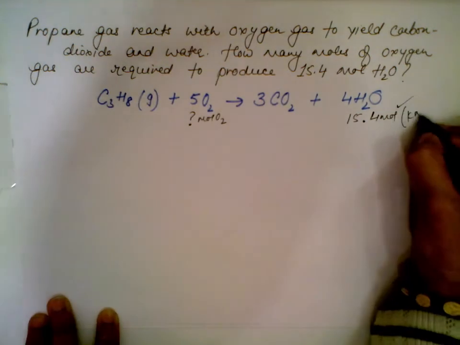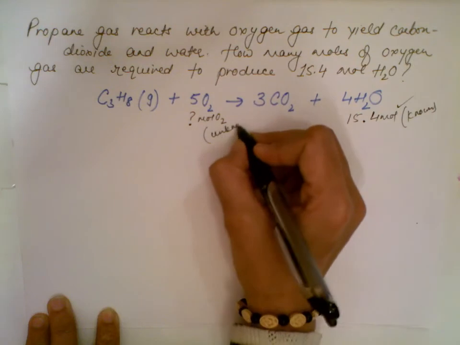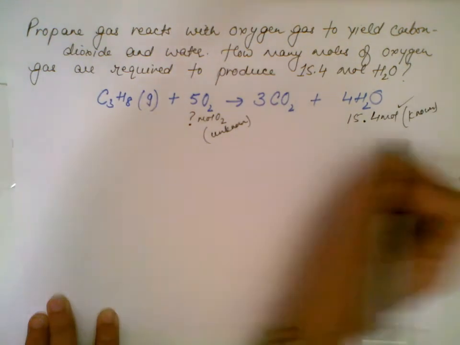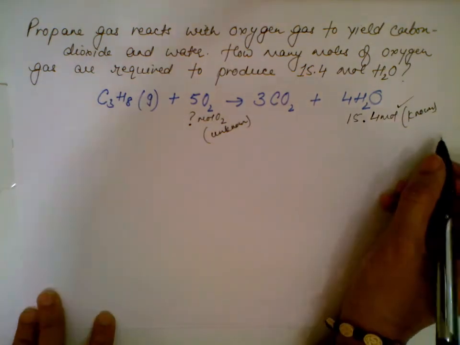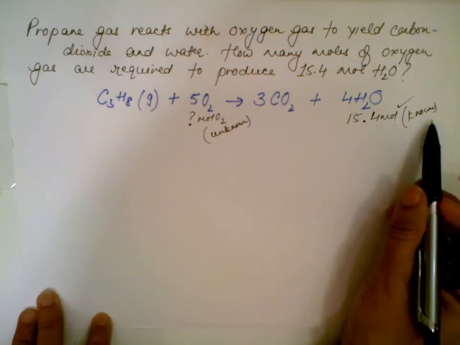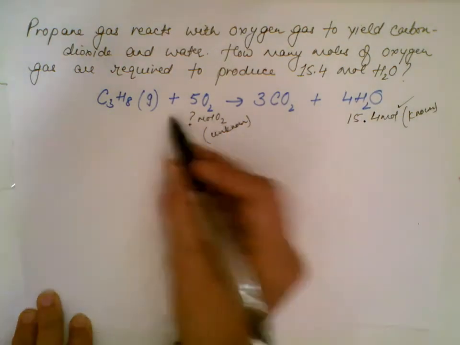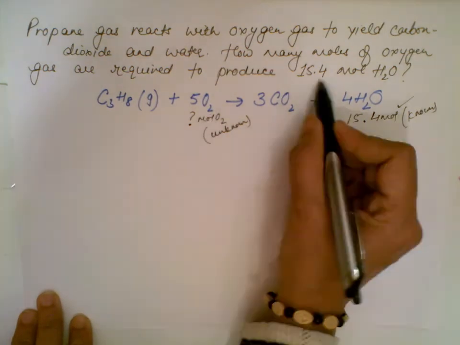So this is your known, and this one unknown. And I'm writing here so that you can set your fraction accordingly. Because for setting up the fraction, you will have the moles of unknown at the top and moles of known at the bottom. All right, so let's start with the given. What's given here is 15.4 moles of water.